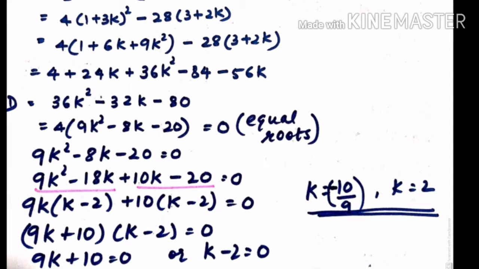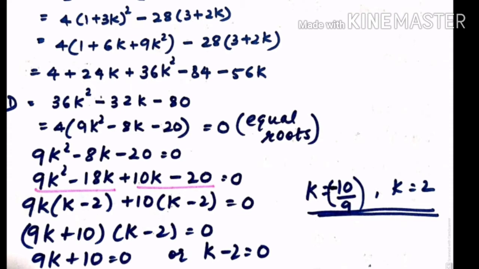Now I take the factorization here: 9 twenties are 180 and 180's factors are 18 and 10. So I wrote here 9k² minus 18k plus 10k minus 20 is equal to 0. You can see the pink color underlines. From that you can take 9k common and then (k minus 2), plus 10 common, (k minus 2) is equal to 0. So I get (9k + 10)(k minus 2) is equal to 0, and then both of them separately 0. I get k value minus 10 by 9 and k is equal to 2.